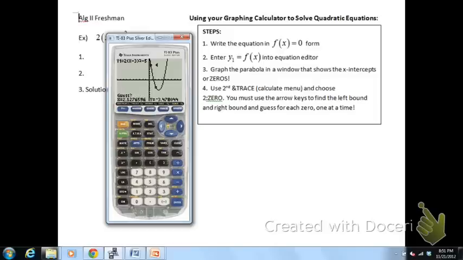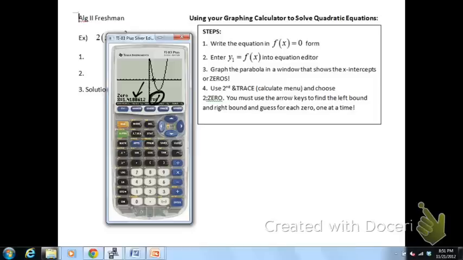So let's do it. Once you hit enter, it'll say, okay, guess. That means you have to select any value in between your left and right bound. So I'm just going to put it close to where the 0 is and hit enter for my third time, and it gives me the 0. Notice you have the 0 because the y coordinate's 0. This is the x value that makes it 0.